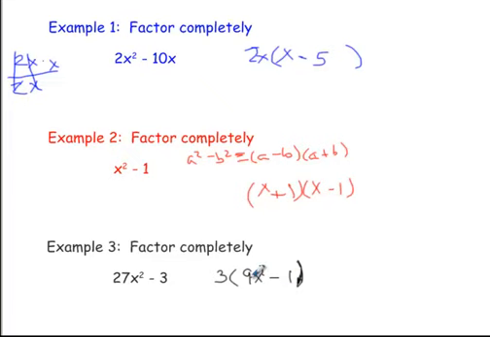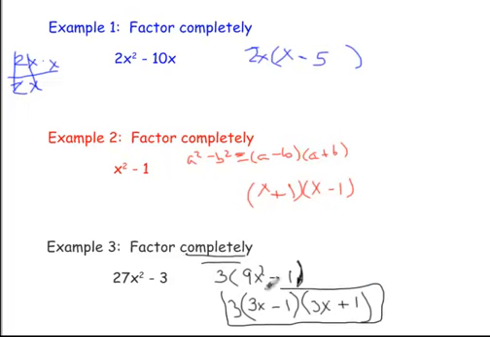So you think square root. The square root of 9 is 3. The square root of x squared is x. The square root of 1 is 1. So there's my a minus b, and my a plus b will be identical, except for the minus sign will be a plus sign. Bring down that 3. It is part of the complete factorization. So there we go.